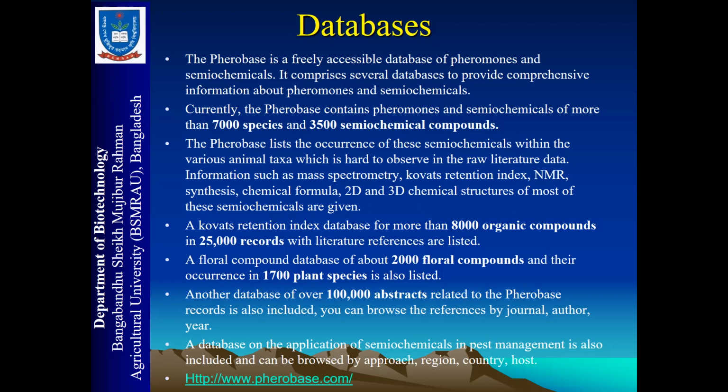A Kovats retention index database for more than 8,000 organic compounds and 25,000 records with literature references are listed in the Pherobase. A floral compound database of about 2,000 floral compounds. You know, floral compounds mean compounds discovered from the flower that are volatile, and some of them are industrially being used as perfume. Their occurrence in 1,700 plant species is also listed. Another database of over 100,000 abstracts related to pheromones is also included.